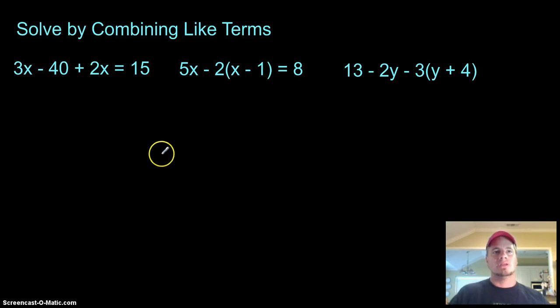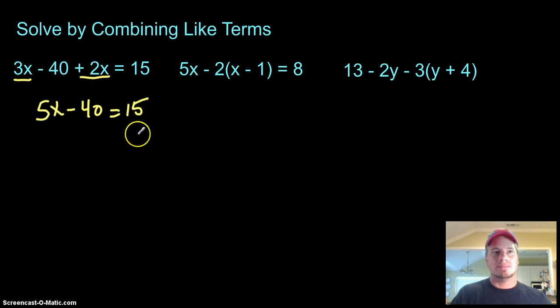Now here, we want to solve by combining like terms, but we're also going to use the distributive property in some of these other problems also. So let's look at this first one. First, I want to combine like terms. I want to get it to a two-step equation. Okay? So I've got this and this. These are the only two like terms I've got. So let's add those. I get 5x minus 40 equals 15. Okay, now it's a two-step equation. I want to get rid of the negative 40. I want to get rid of the 5. And I want to get rid of this negative 40 first by adding 40.